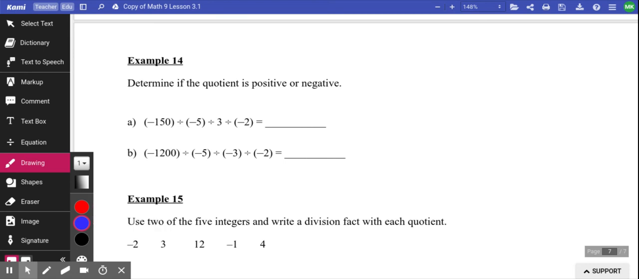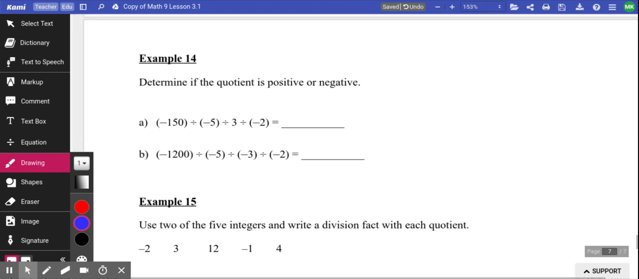We're going to do question 14. So the same rules still apply. An even number of negatives will turn positive. So if you look at A, we have 1, 2, 3 negatives. That's an odd number, so the answer would be negative. Remember, you could pair them up. Those two would make a positive, but the last one wouldn't pair up, so it's still negative.